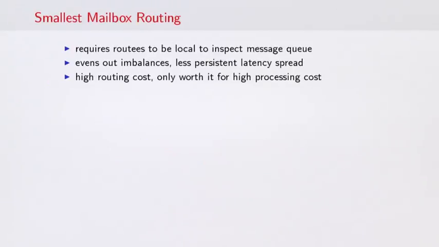This can be fixed, of course, by looking at the mailbox size and routing only to those which have the lowest number of messages currently. This requires all the routees to be local so that the message queue can be inspected. It obviously does not work over the network. And also, the cost of looking into the mailbox and counting the messages in there is rather high.